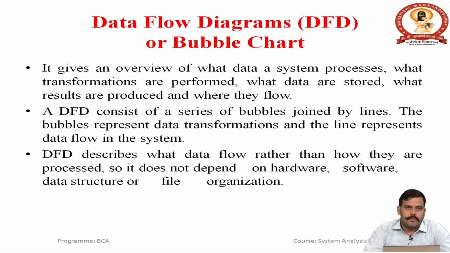DFD gives an overview of what data a system process, what transformations are performed, and what data are stored, and what results are produced and where they flow in the system. A DFD consists of a series of bubbles joined by lines. The bubbles represent the data transformation and the lines represent the flow of data in the system. DFD describes what data flow rather than how they are processed. So, it does not depend on hardware, software, data structure or file organization.